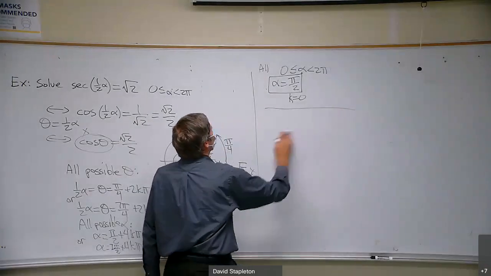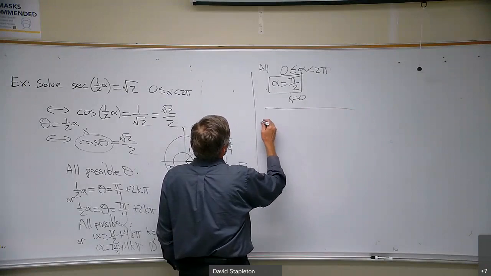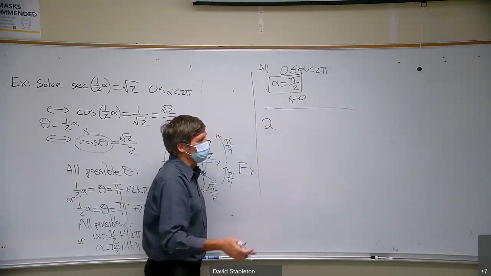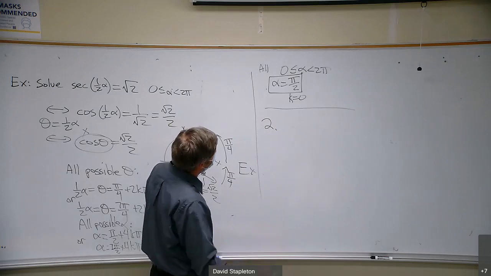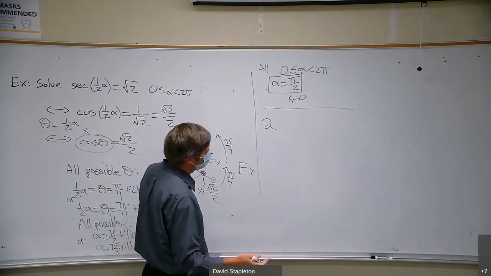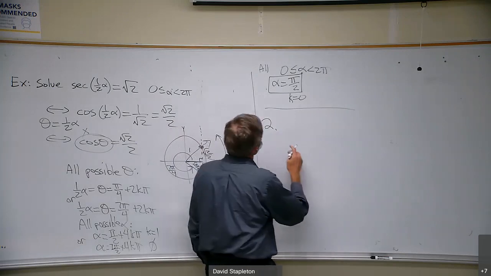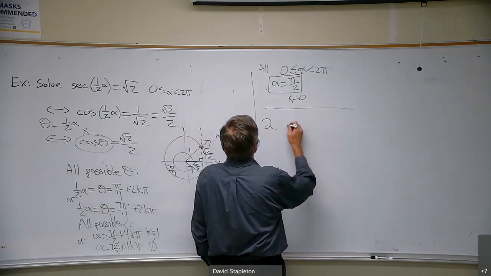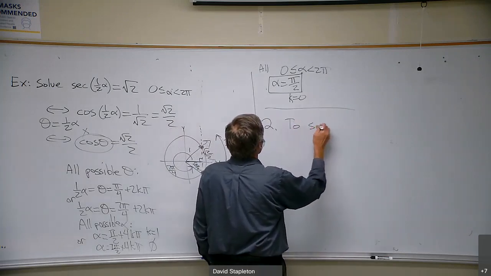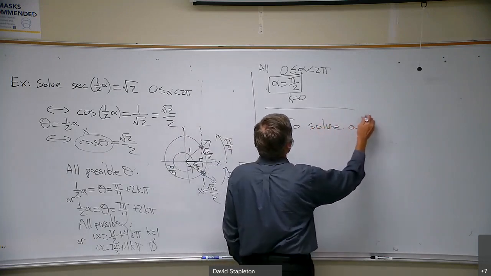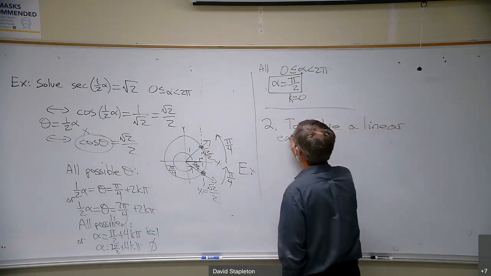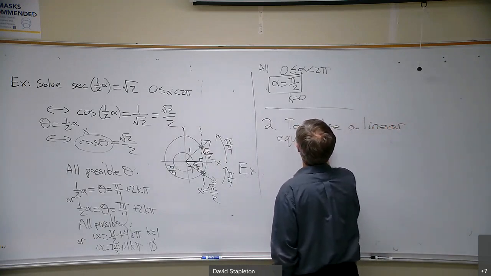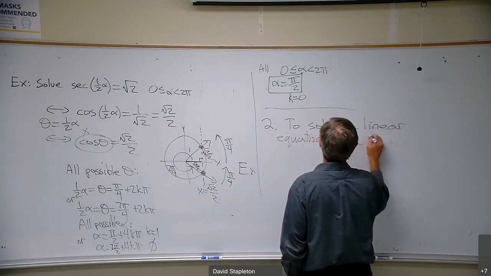Anyway, so now that was step one. If you have a trig function equal to a number, you solve it on the unit circle like that. Put theta equal to the angle, solve it in the unit circle, and then figure out which restrictions on x you need. The second kind is to solve a linear equation in a trig function. What is a linear equation? Anybody remember that?